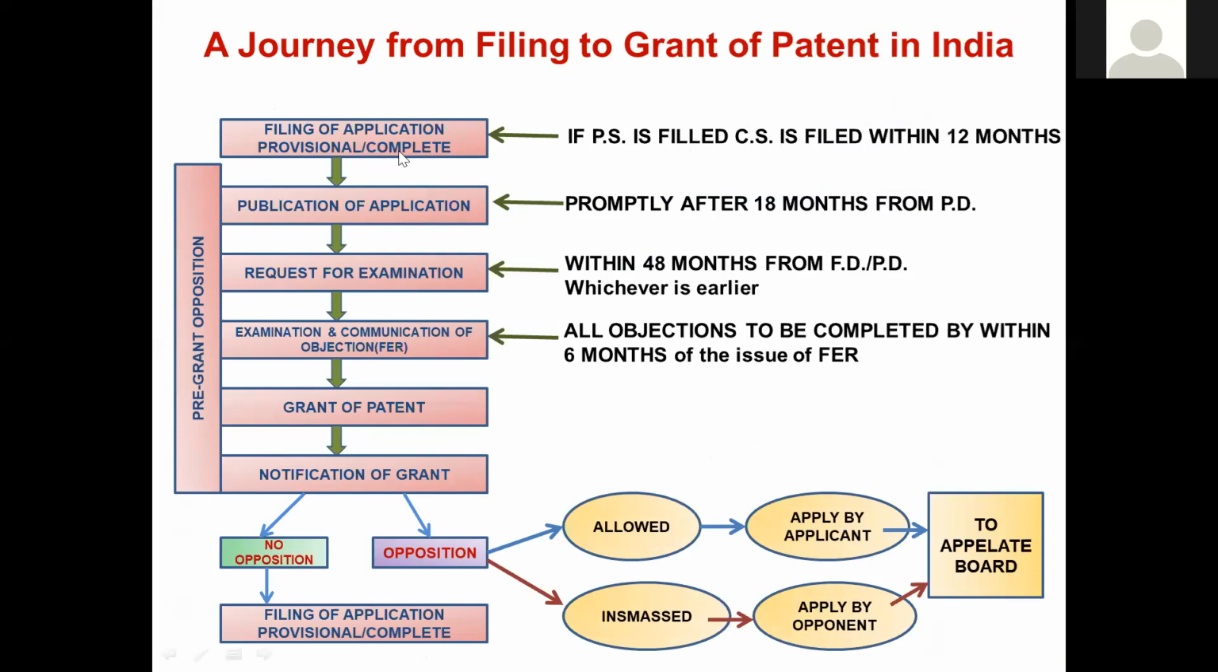You can write a small write-up and pay some money, and they will assign you an application number and give you 12 months of time. Before that, you have to file the complete specification, the complete patent. Suppose after a few months your idea is bad and doesn't work, then the provisional patent will be cancelled automatically. The money will not be refunded.